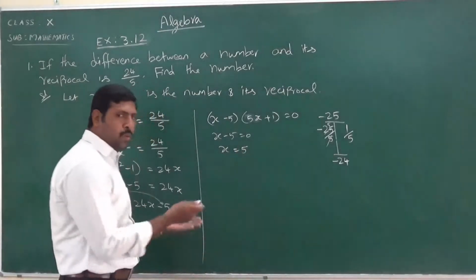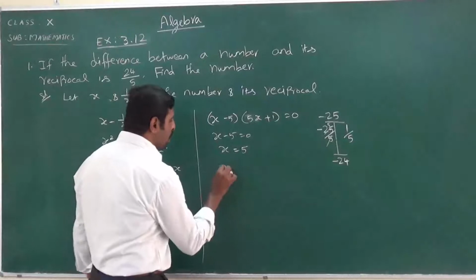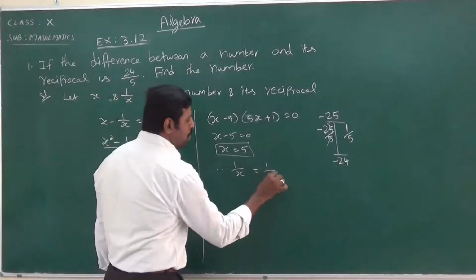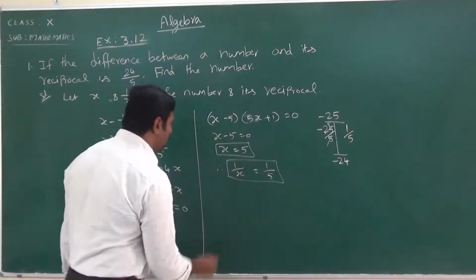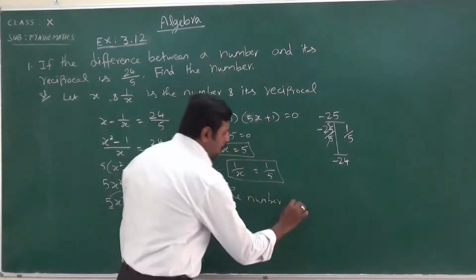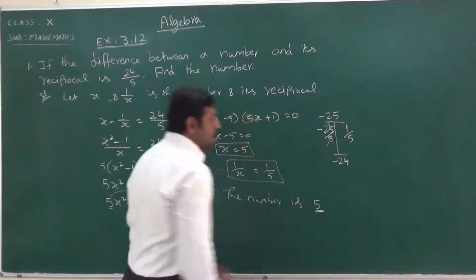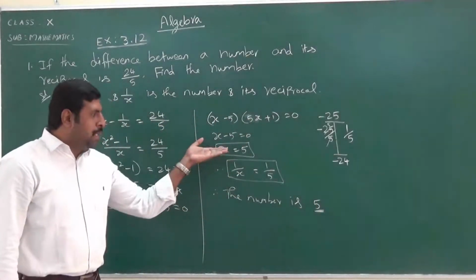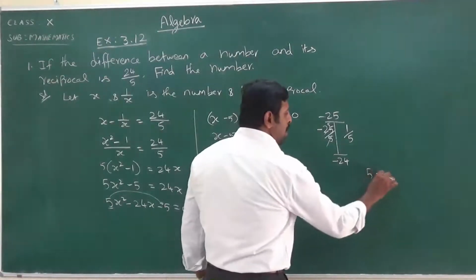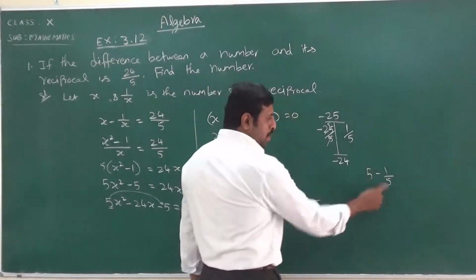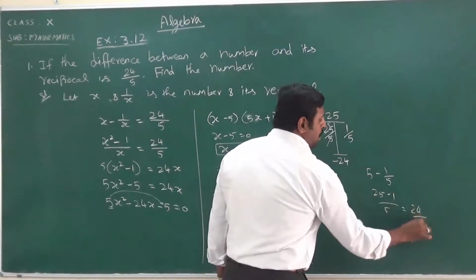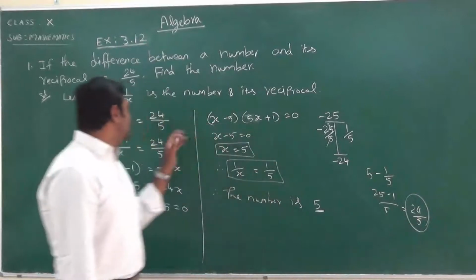Then its reciprocal is 1 by 5. Therefore x is equal to 5, and 1 by x is just the reciprocal, 1 by 5. Therefore, the number is 5. Check this. A number and its reciprocal subtracted, we should get 24 by 5, so just check it. That is 5 minus 1 by 5. Take LCM: 5 fives are 25, minus 1, divided by 5, is equal to 24 divided by 5. So we get the value that is given, 24 divided by 5.